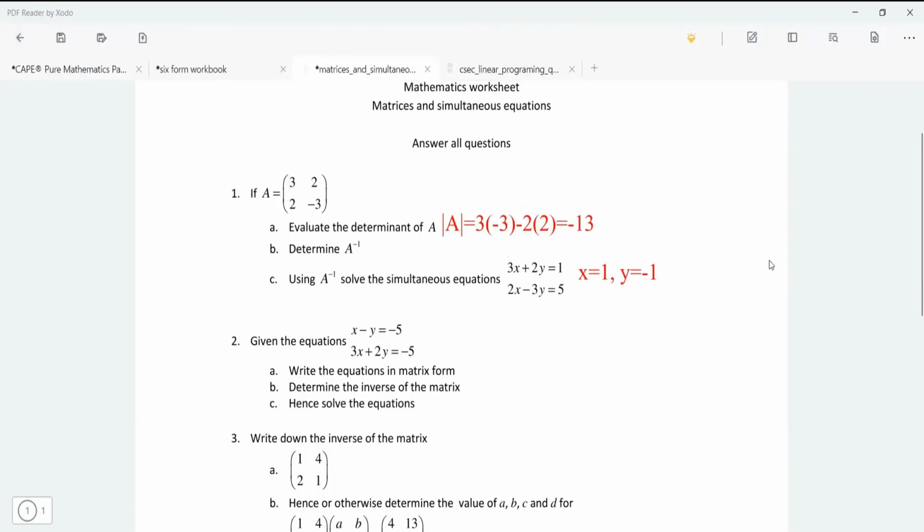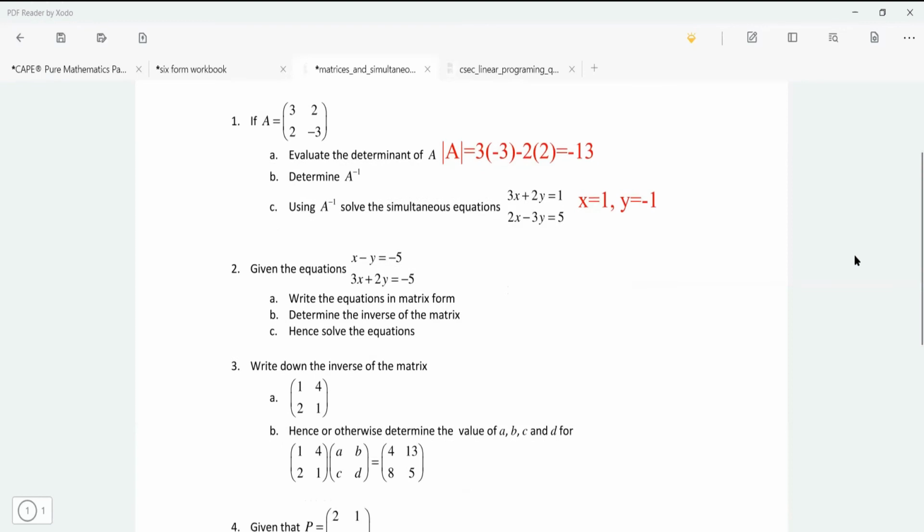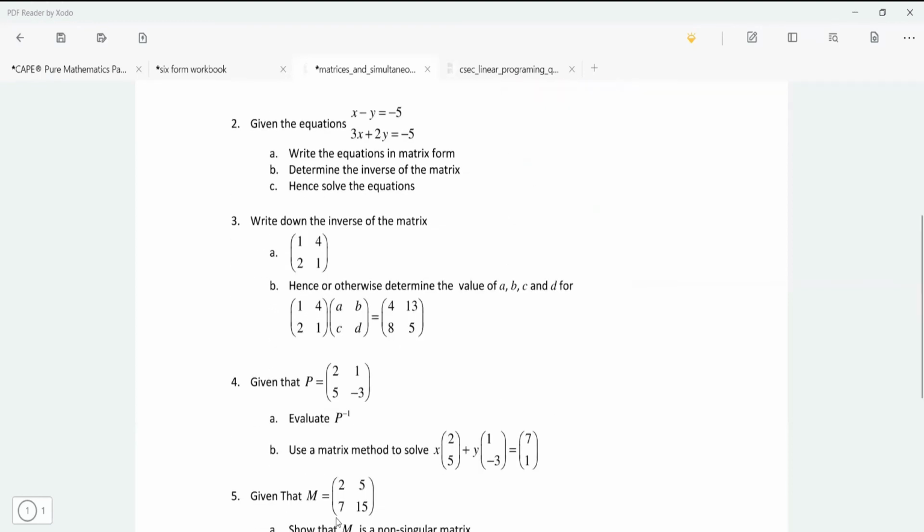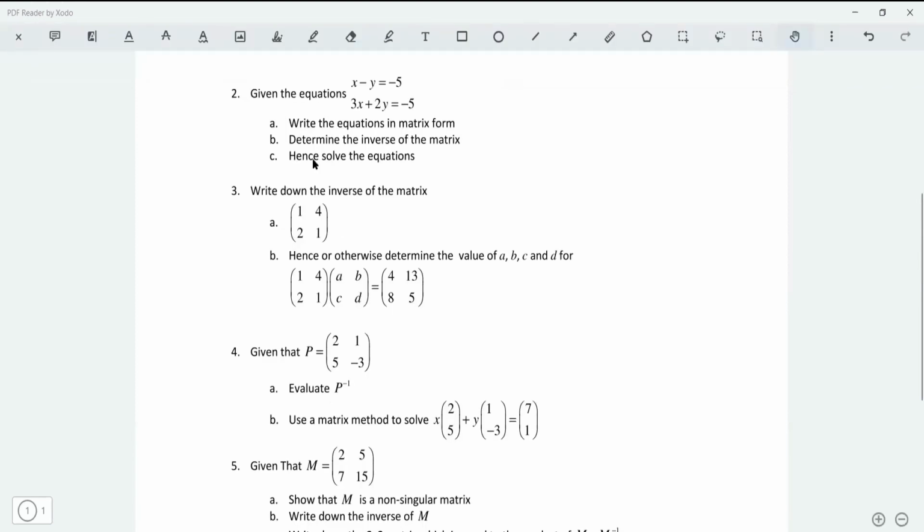So let's look at question 3 now, and then you're going to take on question 4, which is similar to question 3. Notice it starts similarly: evaluate the inverse, hence or otherwise determine the values of A, B, C, D. So we can do this one right here. Find the inverse of this. Before we write it down, I'm just going to call it matrix M. So the determinant of M is going to be?